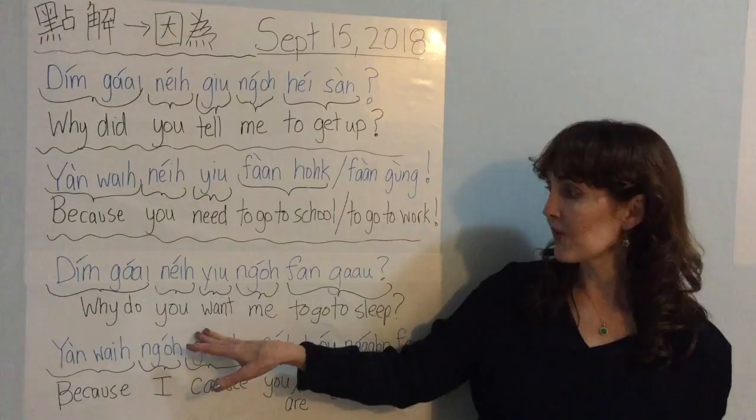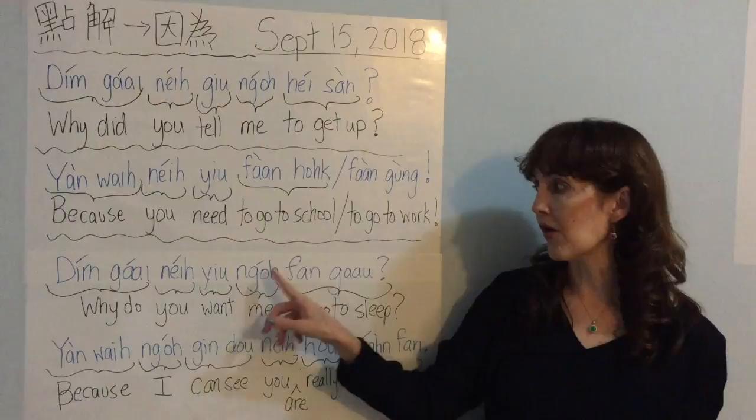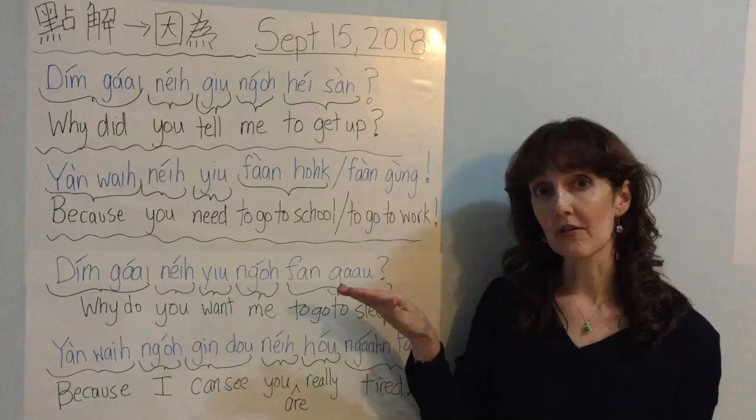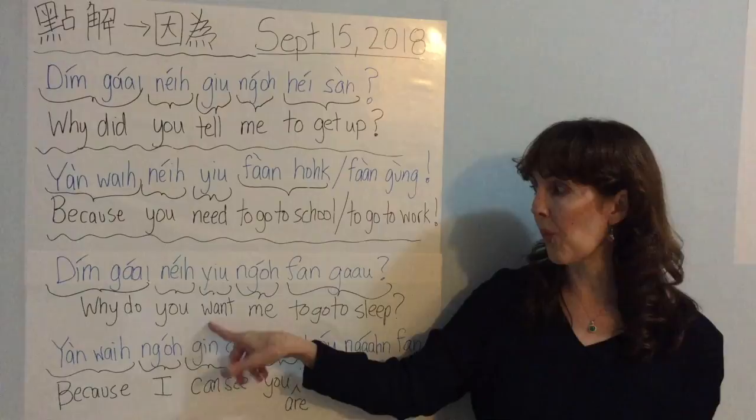为什么你要我睡觉, right? 为什么你要我睡觉? 睡觉 is just that mid-tone go to sleep, 睡觉, right? 为什么你要我睡觉? Now this one I chose to use the you. Why do you want me to go to sleep? You could just put that giu in there as well. Why are you telling me to go to sleep?